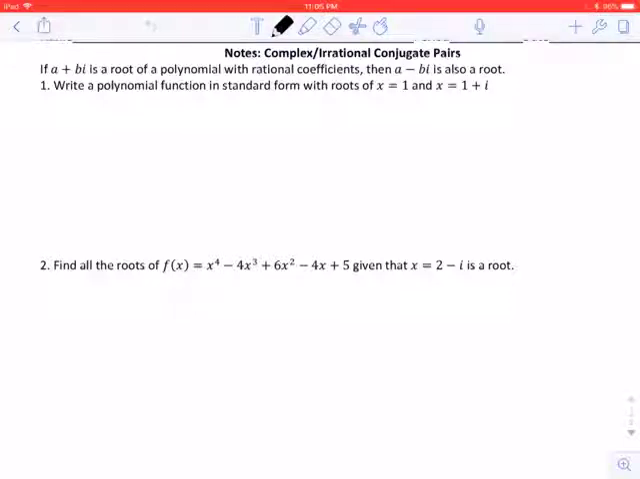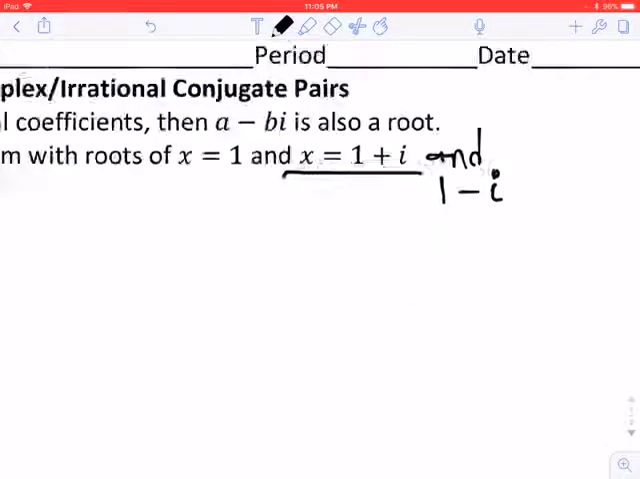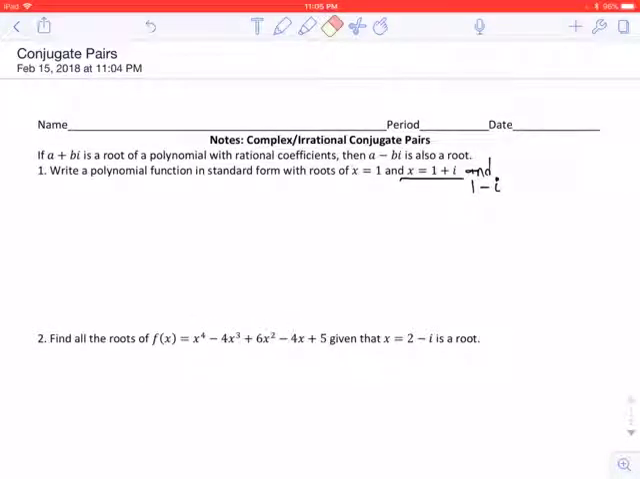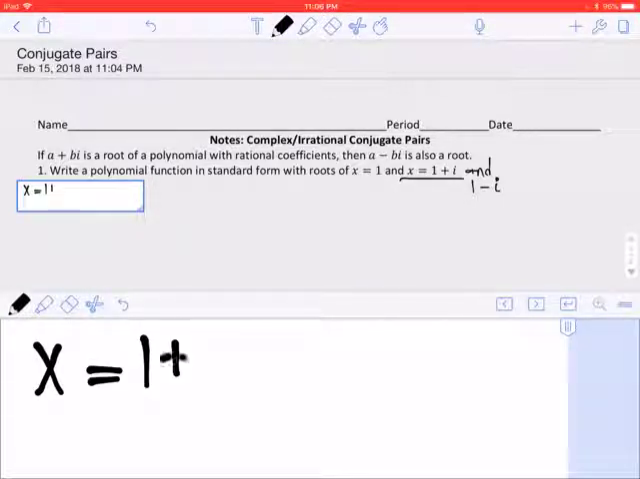So the first goal is we need to write the quadratic that is going to have roots of x equals 1 plus i and 1 minus i. And a way we can do that is, let's sort of pretend that we already successfully solved it. So we got x equals 1 plus or minus i.